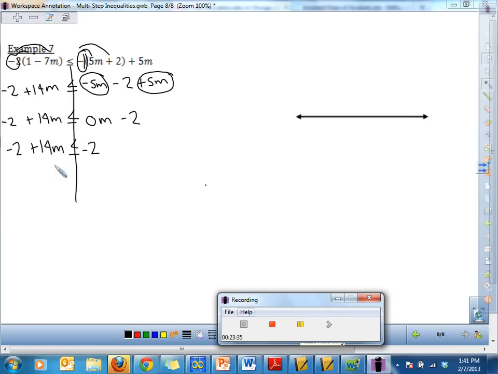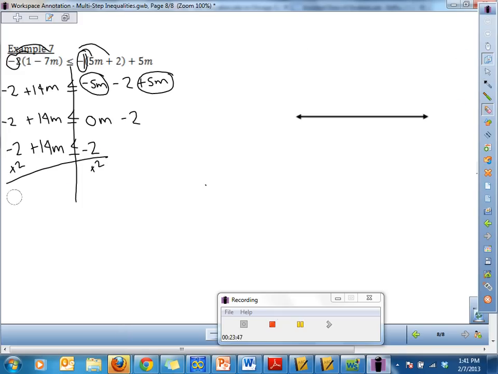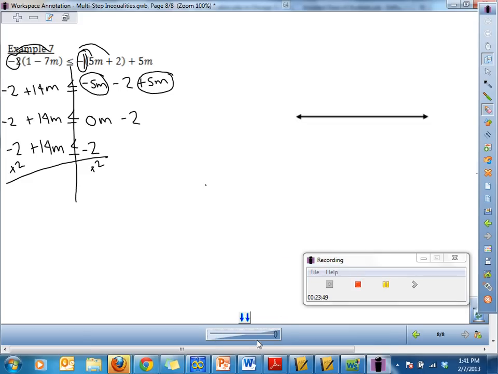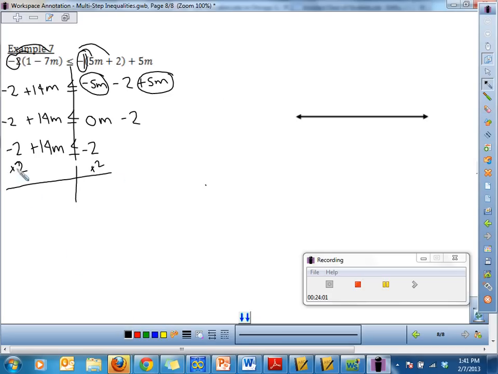Right, so to undo my plus negative 2, I'm going to add 2 to both sides. Oops. Board's getting a little crazy. Let's erase that. Alright, so I'm going to add 2 to both sides. These cancel out. I'm going to bring down my 14n. I have a less than or equal to. Negative 2 plus 2 is 0.